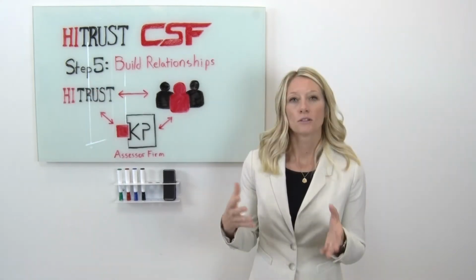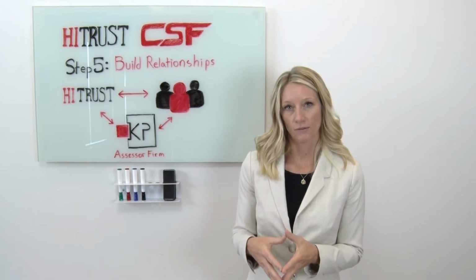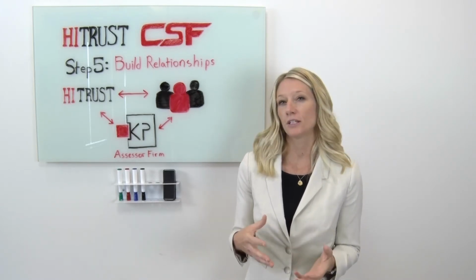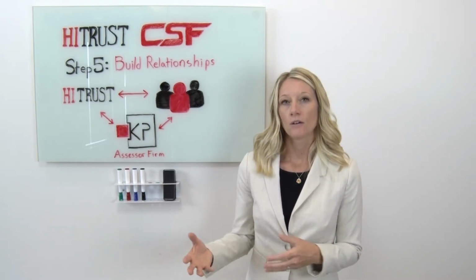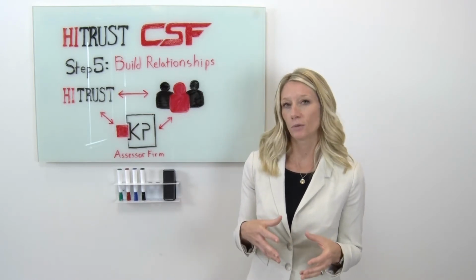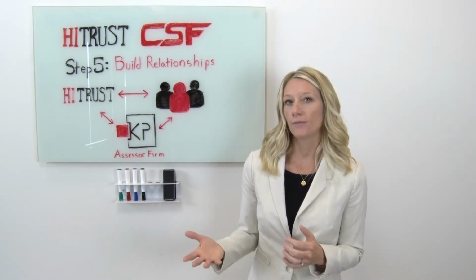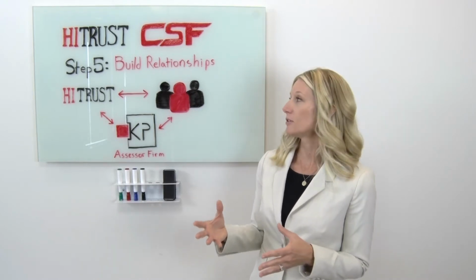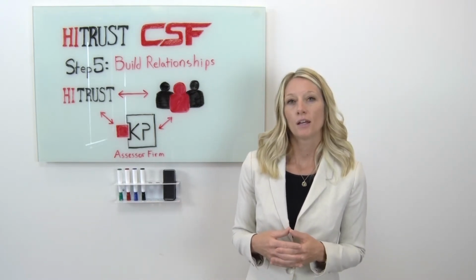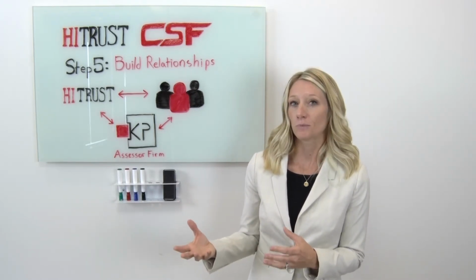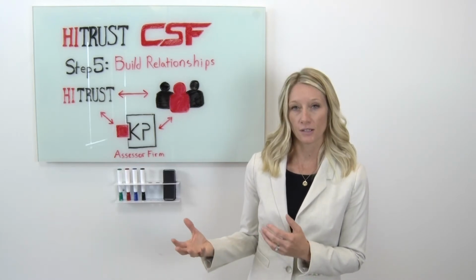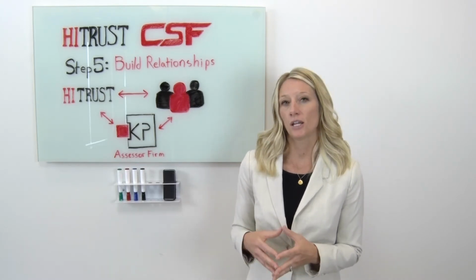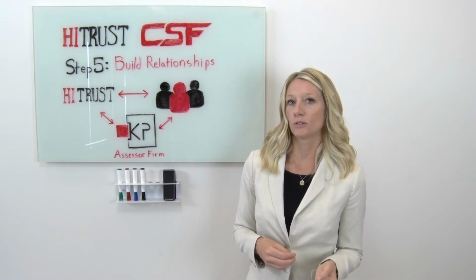So at this point, we've downloaded the CSF, we've established our scope, we've chosen an assessment type and a report option, we've assembled our internal team to begin working on our compliance. Step 5 in this process that I want you to be aware of is the relationships that you must build. If your end result is a validated assessment, if you're working towards achieving CSF certification, you need to understand that you have to have a relationship with HITRUST directly.